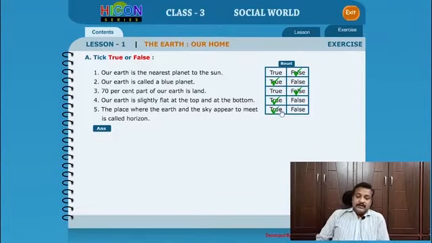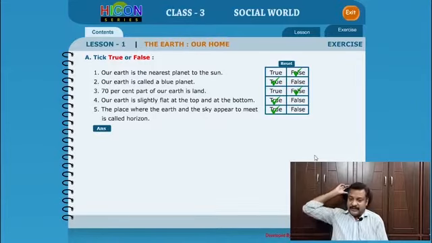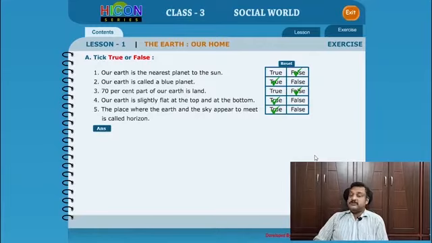Right? So these are the answers now. Our Earth is the nearest planet to the Sun. It's a false statement because Mercury is the nearest planet to the Sun and Earth is the third planet from the Sun. Second, our Earth is called the blue planet. It's true. 70% part of our Earth is land. It is false because it's water.